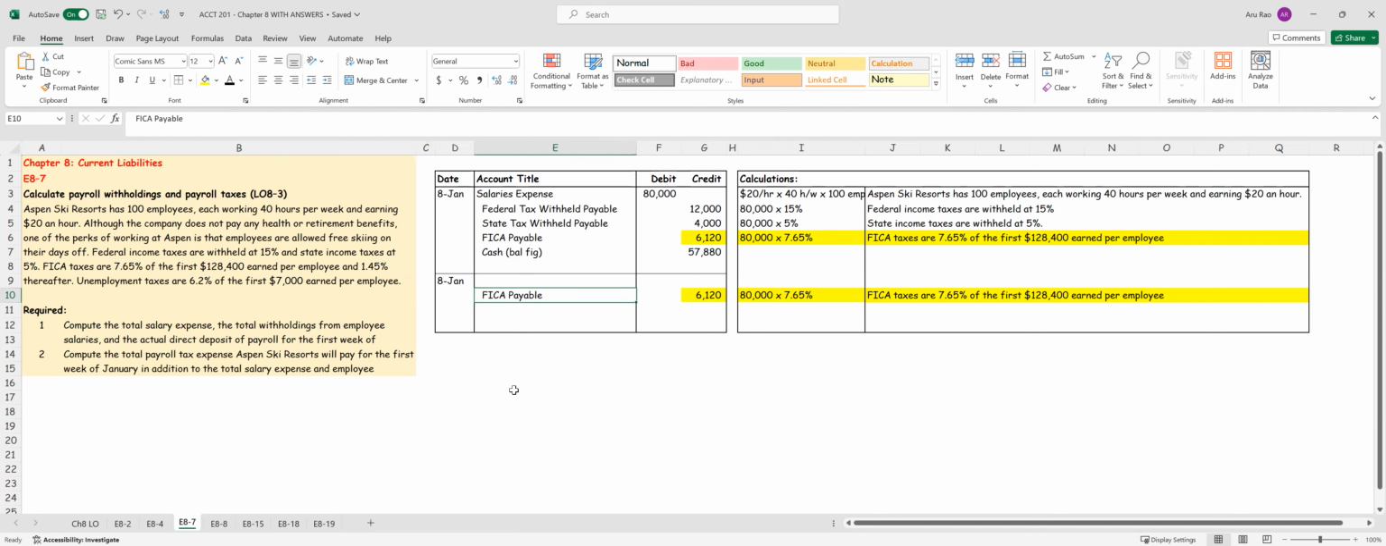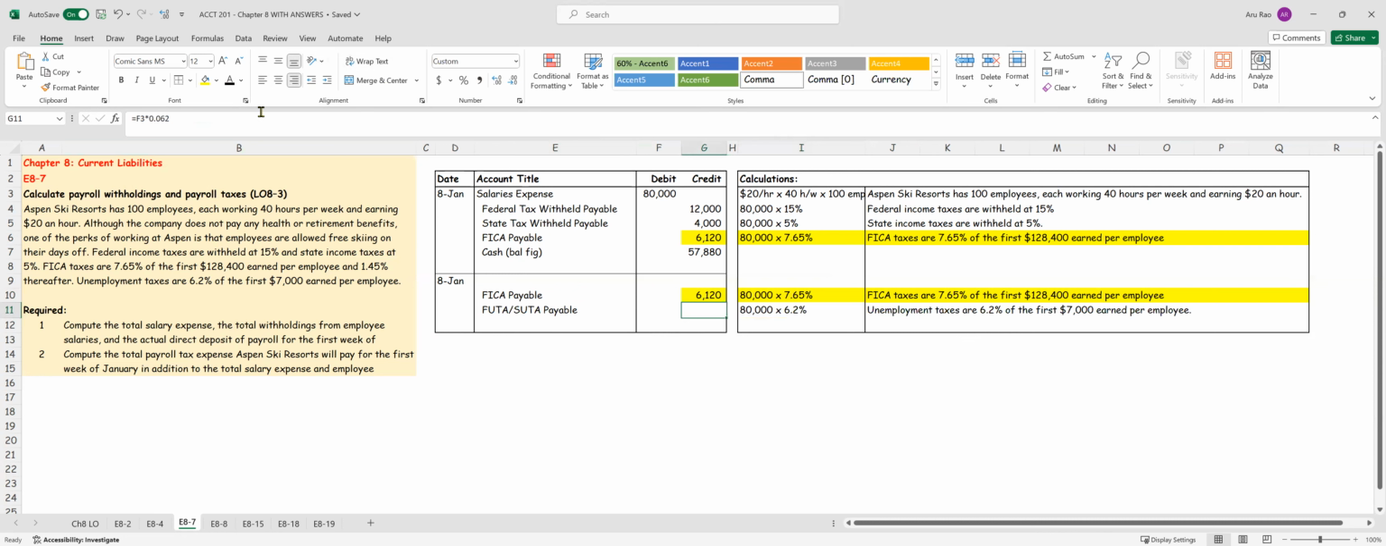I'm the employer. I have to pay 6,120 Social Security tax. And I have that unemployment tax that has to be paid. The unemployment tax we said is 6.2%. So $80,000 times 6.2%. It's for the federal and the state. So the FUTA and SUTA, the acronym, Federal Unemployment Tax Act, State Unemployment Tax Act. So I'm going to write two separate checks, but the combined amount is 4,960.